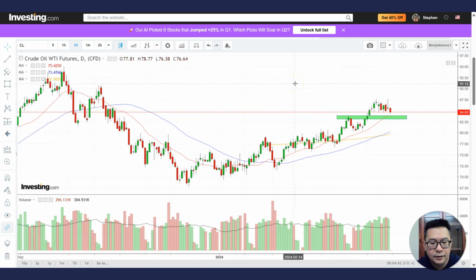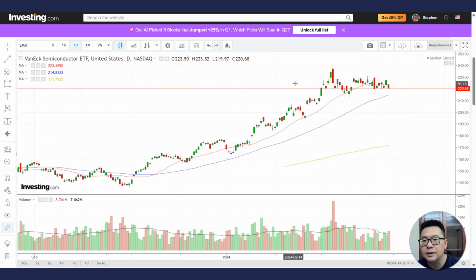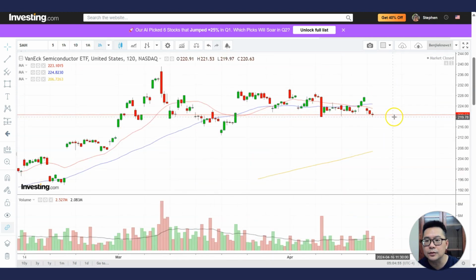Now, let's take a look at the SMH. SMH is still trading sideways, but at the lower end of this consolidation. So if the consolidation does not hold, let me go to the 2-hour chart. This is a support here. If support does not hold, there's a possibility that it might go down a bit more, okay, and meet the 200 MA.